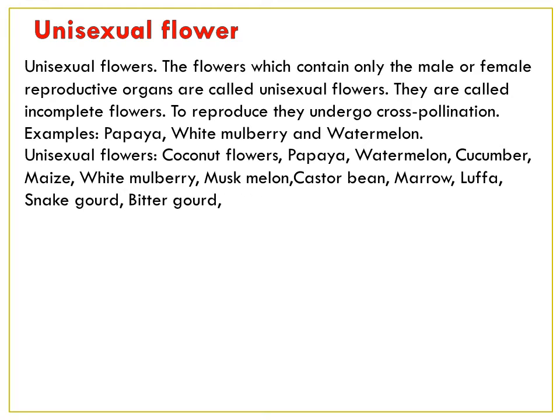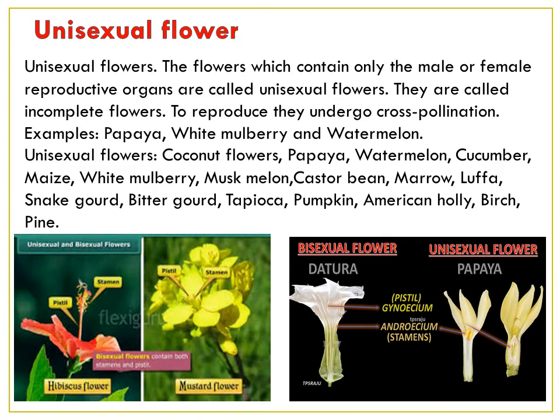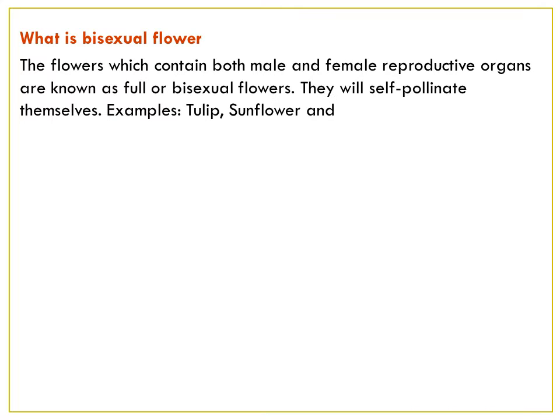Unisexual flowers are coconut flowers, papaya, watermelon, cucumber, maize, white mulberry, muskmelon, castor bean, marrow, loofah, snake gourd, bitter gourd are the examples. Pumpkin, tapioca, American holly, birch. And what is a bisexual flower? The flower which contains both male and female reproductive organs is called a full or bisexual flower. They will self-pollinate themselves. Examples are tulip, sunflower, and lily.